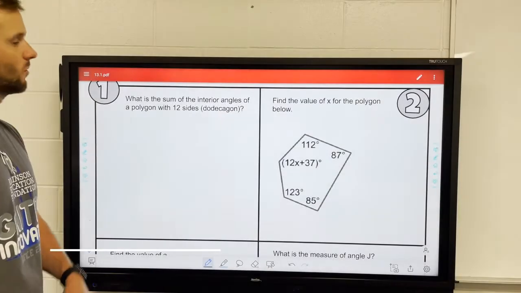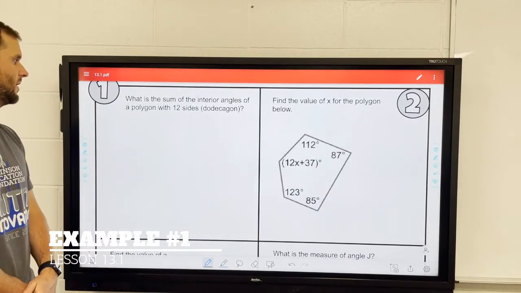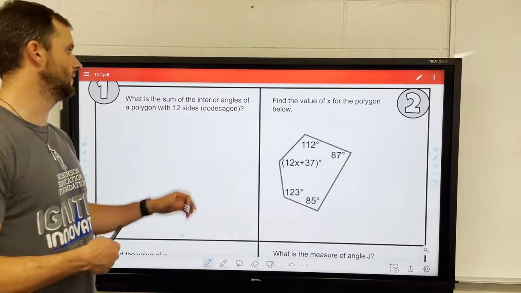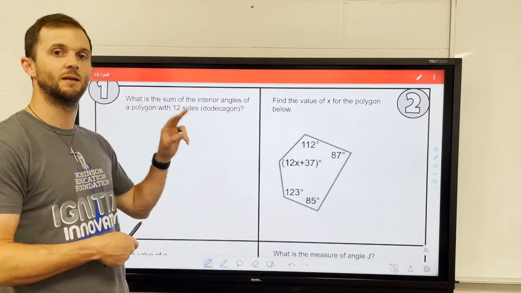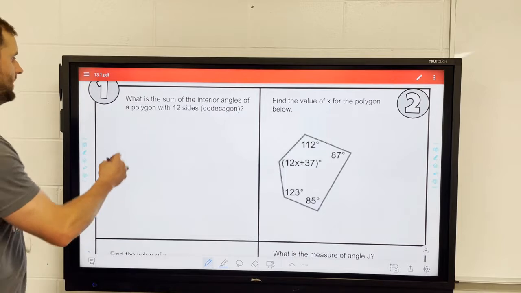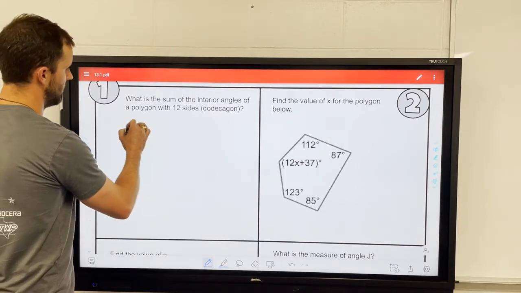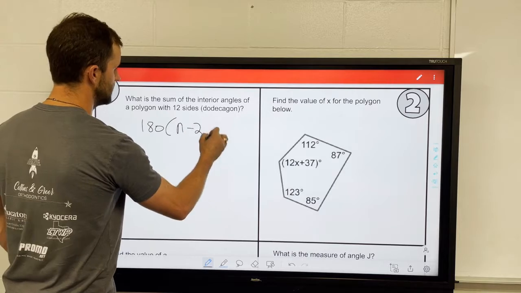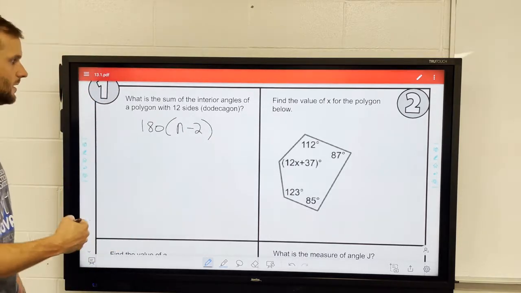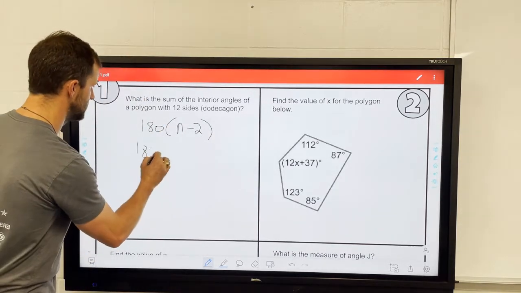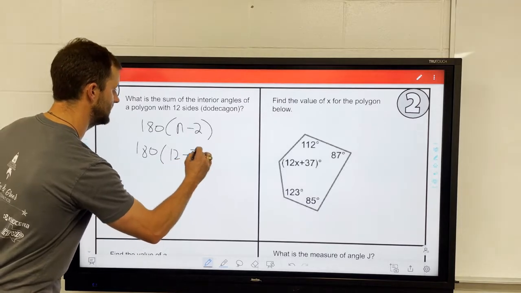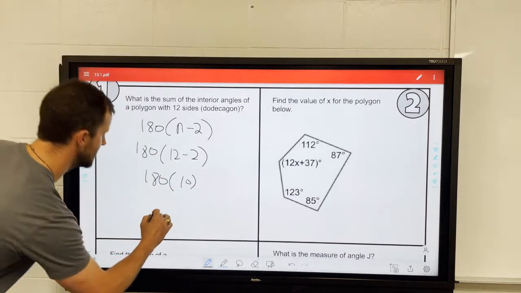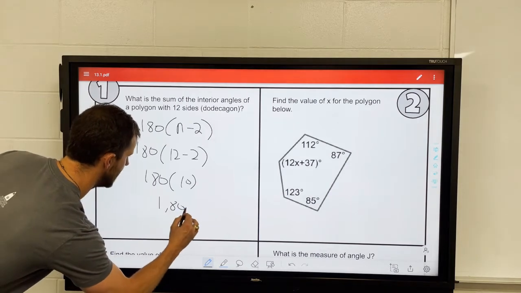All right, look at example number 1. It says, what is the sum of the interior angles of a polygon with 12 sides? So we need to find what all the interior angles of a 12-sided polygon actually add up to. The formula is 180 times n minus 2. Remember, n is the number of sides. So 12 sides, so I'm going to do 180 times 12 minus 2. 12 minus 2 gives you 10. 10 times 180 is 1,800.